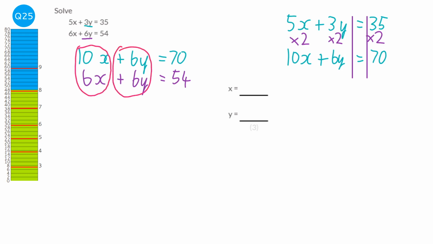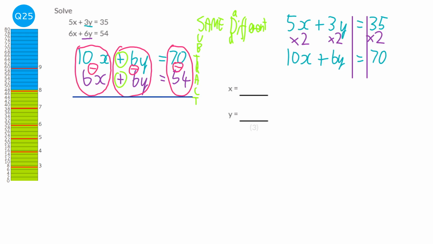Now we're either going to be adding or subtracting these, and the way of telling is looking at the sign before the 6y's, the matching coefficient. If they're the same, then we subtract. If they are different, then we add. Now these are both the same, they're both positive, so we are going to be subtracting. So we're going to subtract the top ones from the bottom ones.